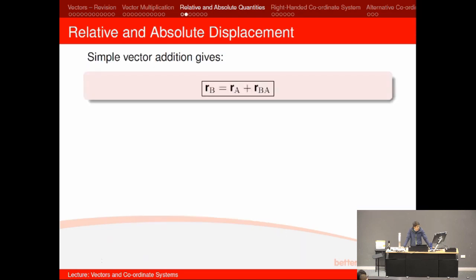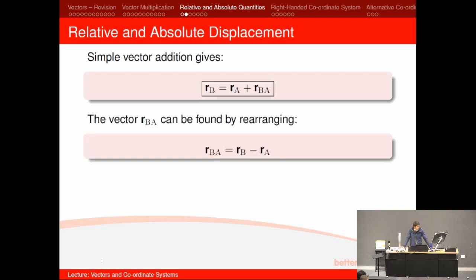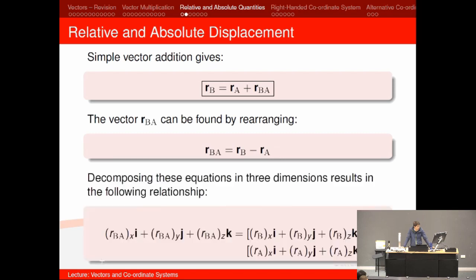Again, you can just add them together. RBO, which is the absolute displacement, is the absolute displacement RAO plus the relative displacement RBA. That's how you can add them together. You can rearrange it, play around with it, and decompose it as well. It's essentially just a vector which can be broken down into its components, and you can again use the dot product and cross product with those vectors. Just be aware that the difference between relative and absolute displacement is quite important.